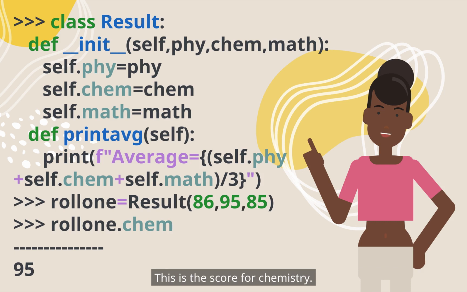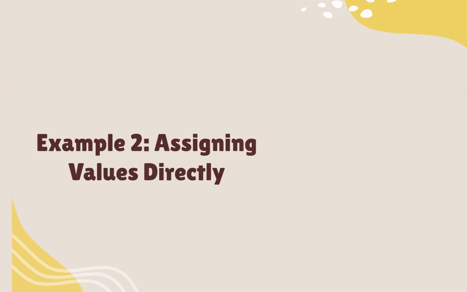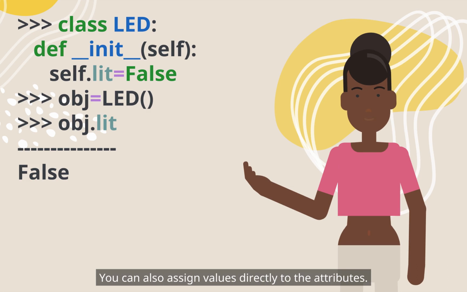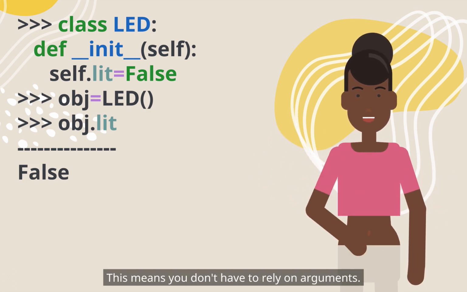This is the score for chemistry. This is the average score. You can also assign values directly to the attributes. This means you don't have to rely on arguments.